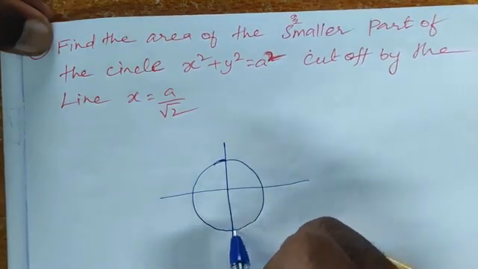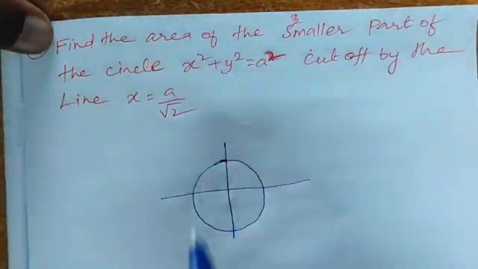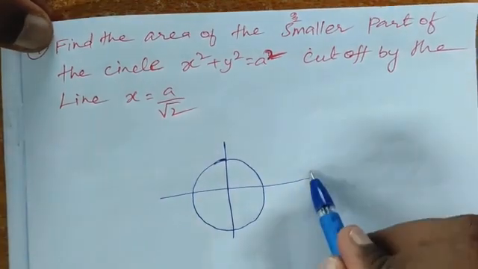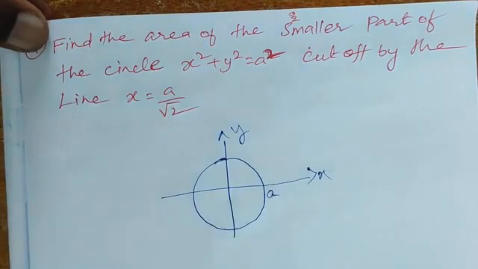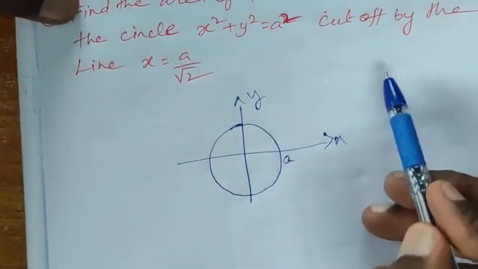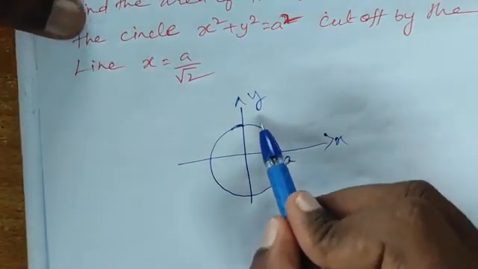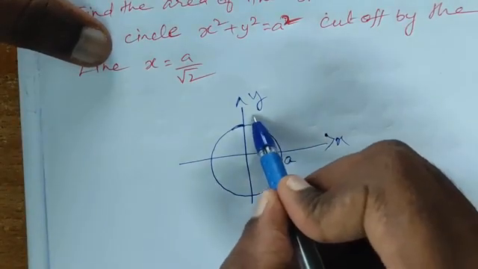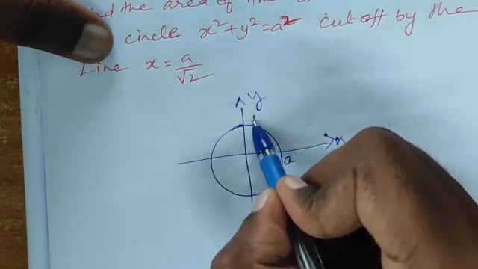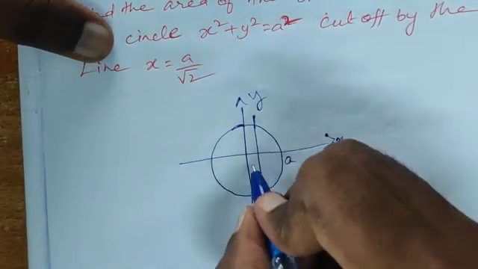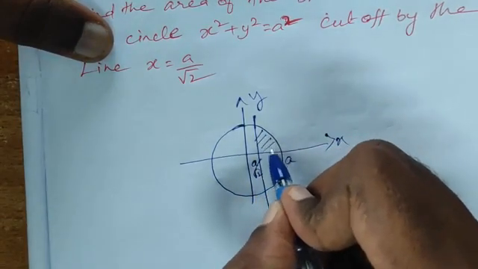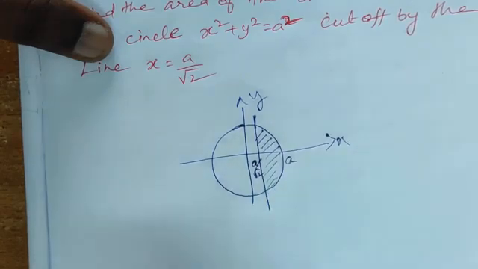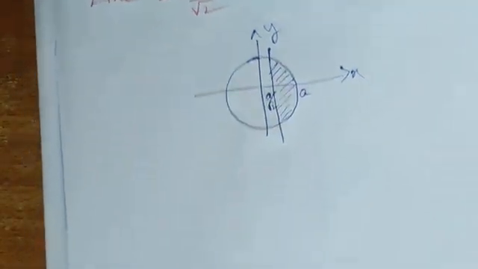So the given circle is x square plus y square is equal to a square. Origin is the center, a is the radius. Therefore it is cut off by the line x is equal to a by root 2. a by root 2 is less than a. So now this is the required portion. This is the region whose area we have to find.